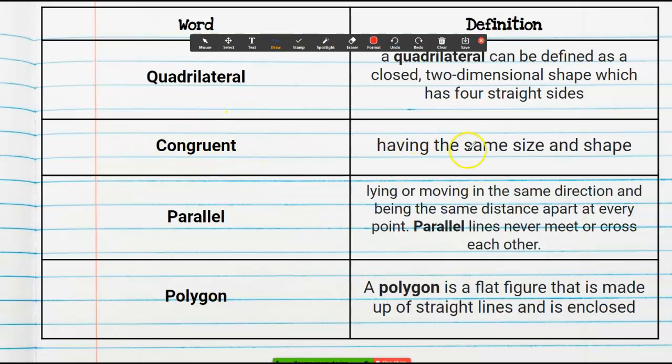Okay, congruent, we talked about same size and same shape. Parallel are lines that are moving in the same direction, the same distance apart. They never meet or cross each other. So remember, lines going straight, they're never going to touch each other. Lines going this way, they're never going to touch each other. If they cross like this, they are not parallel. Okay? And then a polygon, remember, is a flat figure with straight lines and is enclosed.